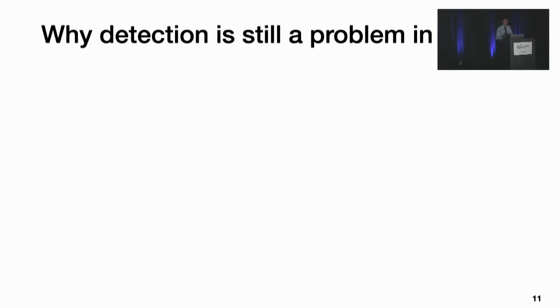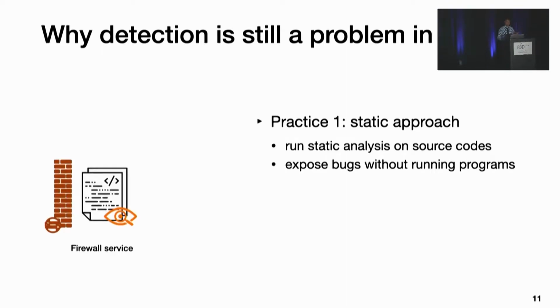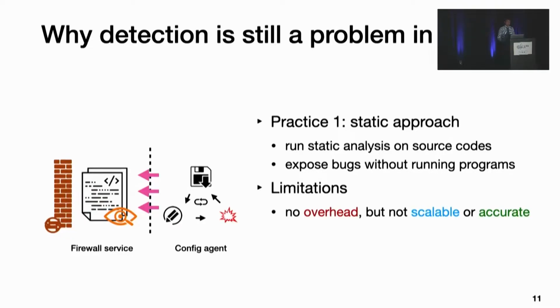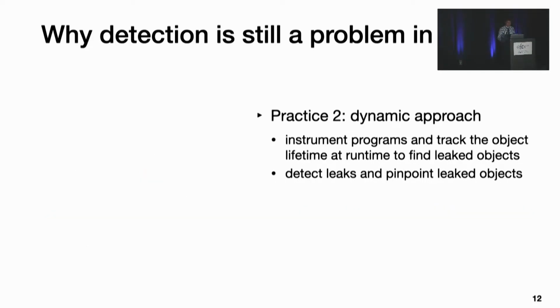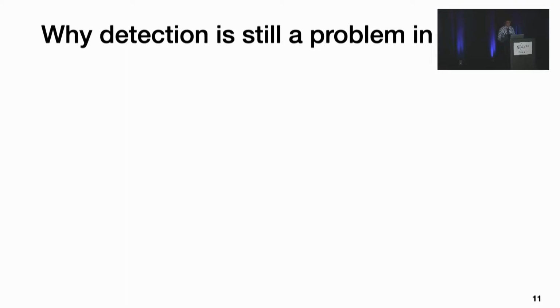So why is detecting memory leaks still a hard problem? Take the firewall case as an example. A common approach is to run static analysis on source code to find leak bugs. Like we said, it cannot find this bug because the leak is triggered from another component. The static approach is ineffective with such cross-component issues. Also, though the approach poses no runtime overhead, it has scalability and accuracy problems.